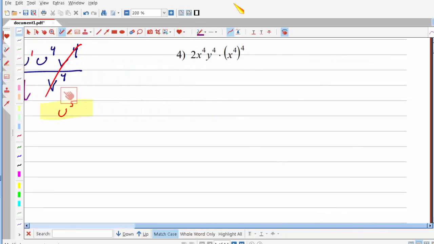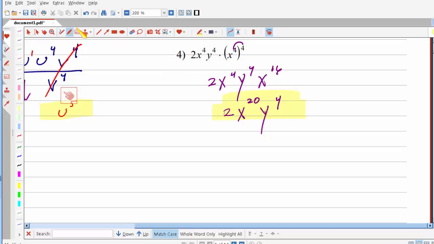Okay, in this one, let's see, we have power of a power, so we can do that first. So it's going to give me 2x to the fourth, y to the fourth, x to the 16th. There aren't any negative exponents. I'm going to do the product rule to combine the x's. So I add those exponents together. I get 2x to the 20th, and then I can't do anything with y to the fourth. So that's just my solution.